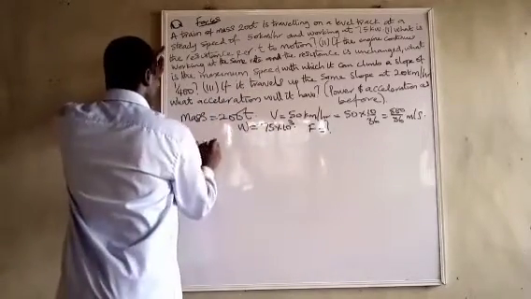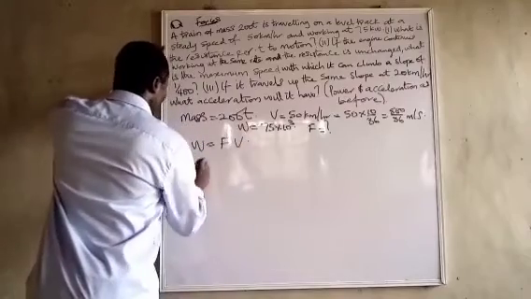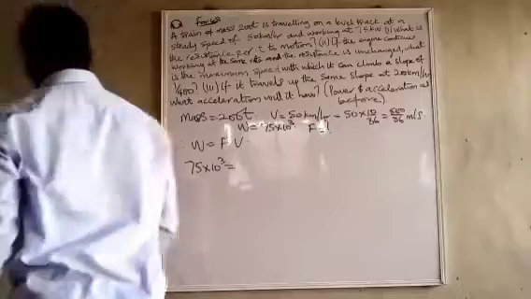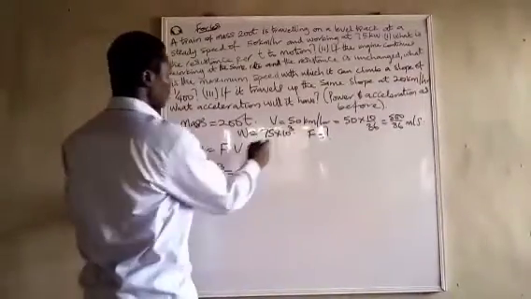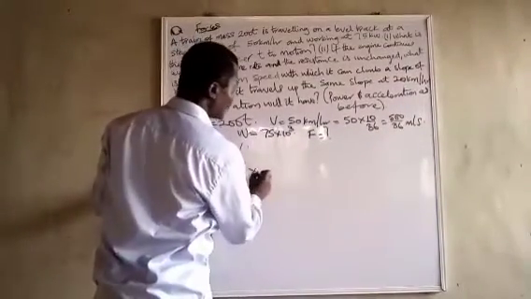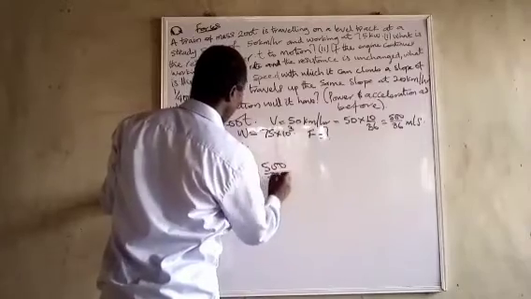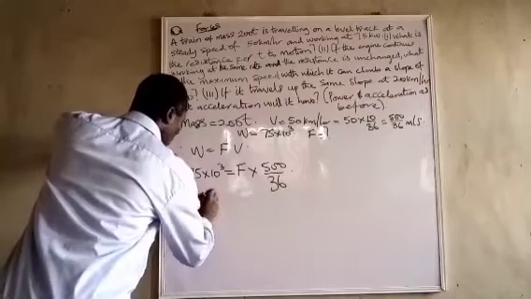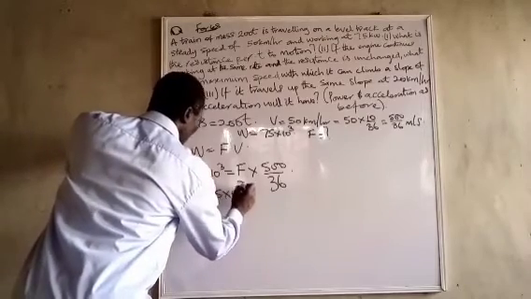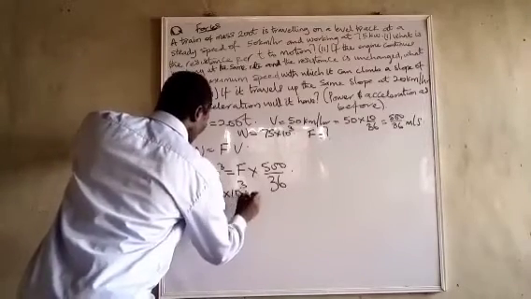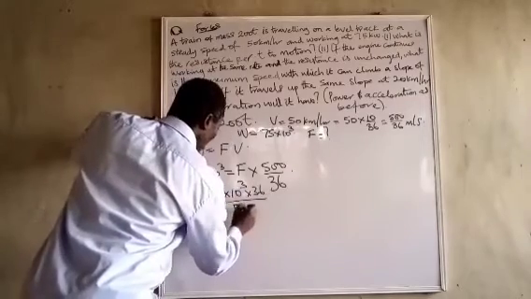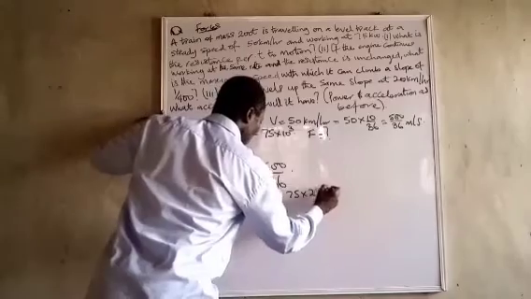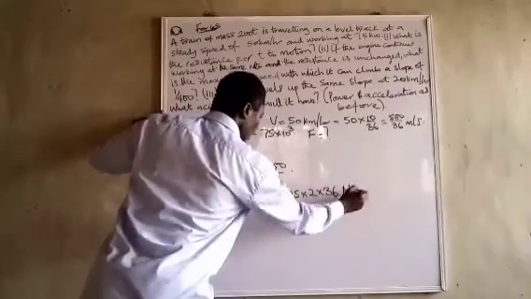Therefore, power is equal to FV. 75 times 10 raised to the power 3 is equal to F times 500 over 36. So our F is equal to 75 times 10 raised to the power 3 times 36 over 500. So that is again 75 times 2 times 36 Newton.